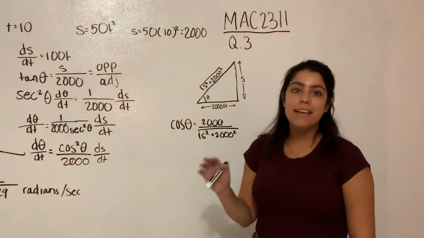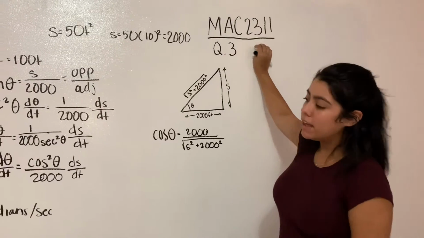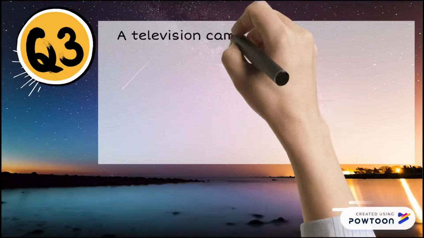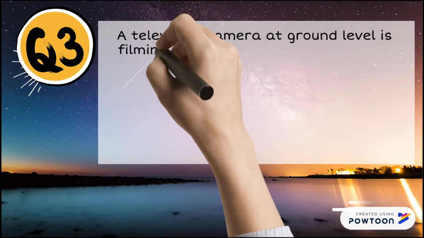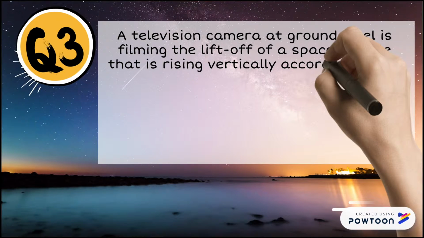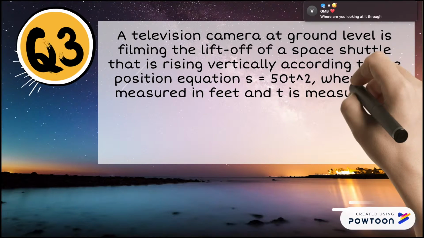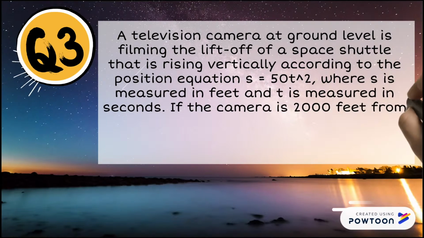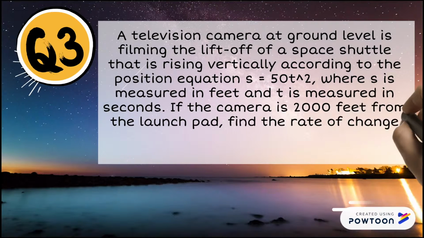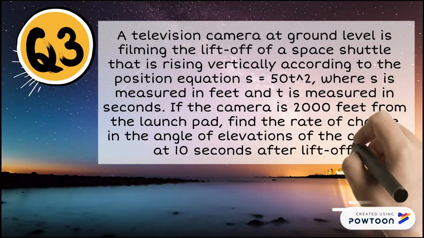Hi, I'm Patty, and we're going to be doing question number 3 for Math 2311. Question number 3 reads: the television camera at ground level is filming the liftoff of a space shuttle that is rising vertically according to the position equation S equals 50t squared, where S is measured in feet and t is measured in seconds. If the camera is 2,000 feet from the launch pad, find the rate of change in the angle of elevation of the camera at 10 seconds after liftoff.